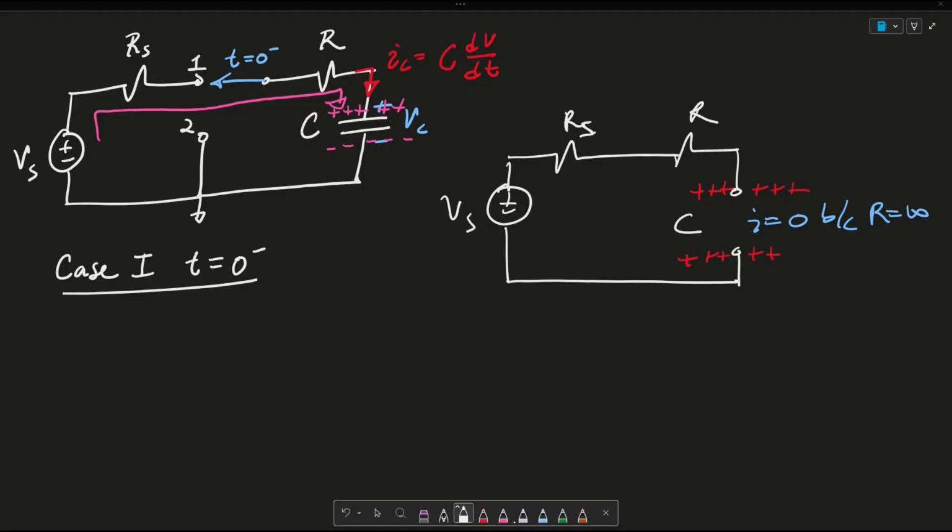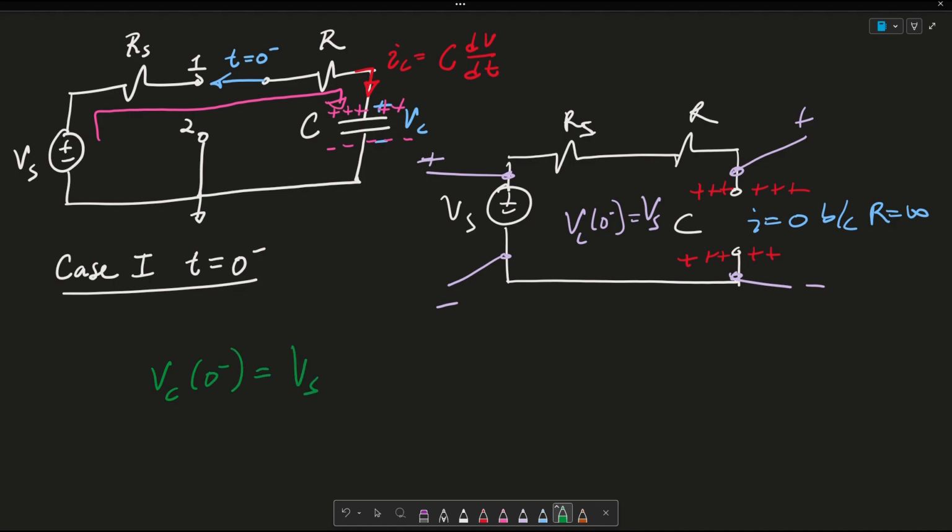Essentially, we can consider that the voltage here, VC of 0 minus, is equal to what? It's going to be equal to Vs. So if I took a voltmeter and plugged the positive end here and the negative end here, it would be the same as if I took another voltmeter and plugged its positive terminal here and its negative terminal there. So what could we say then? We could say that VC of 0 minus is equal to Vs, which is also equal to V at the instant of 0.